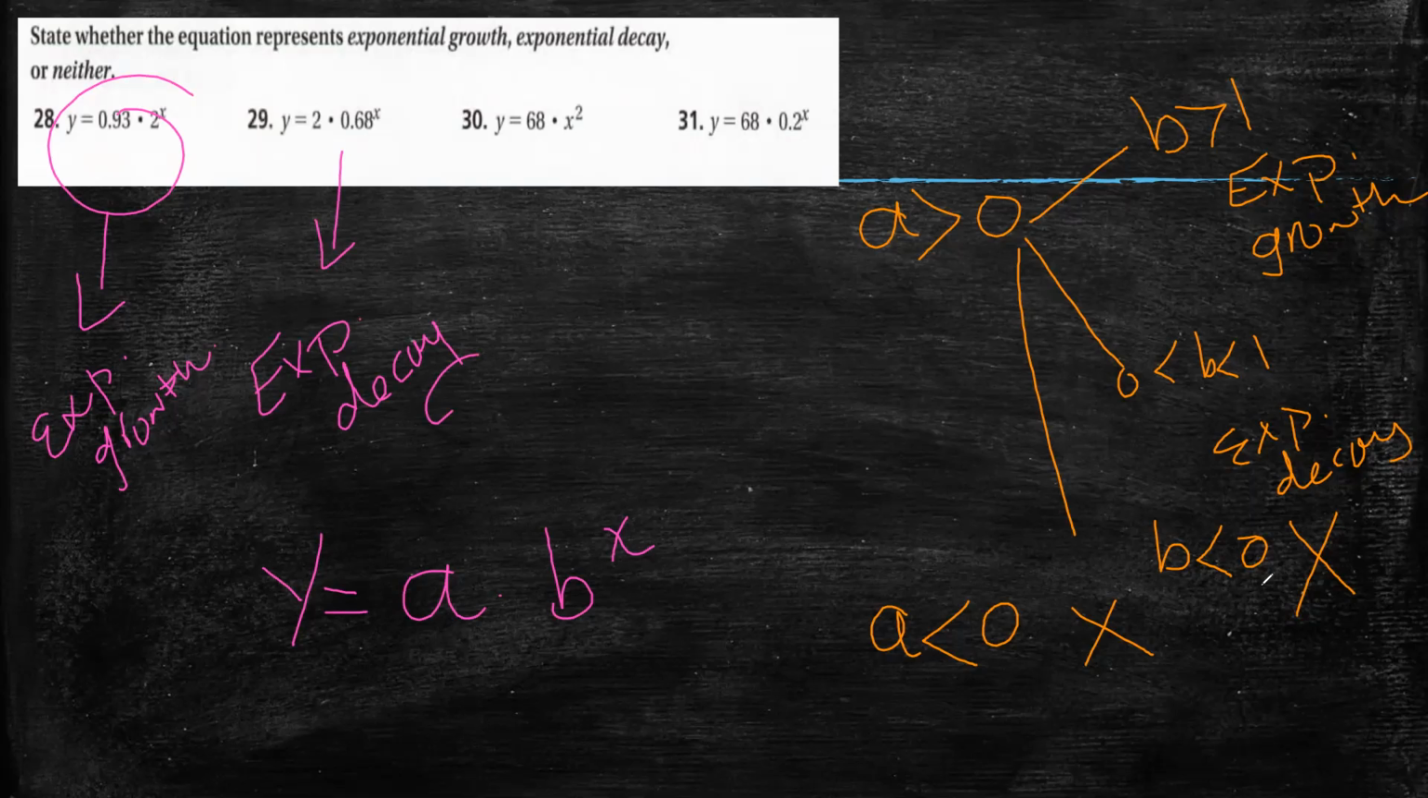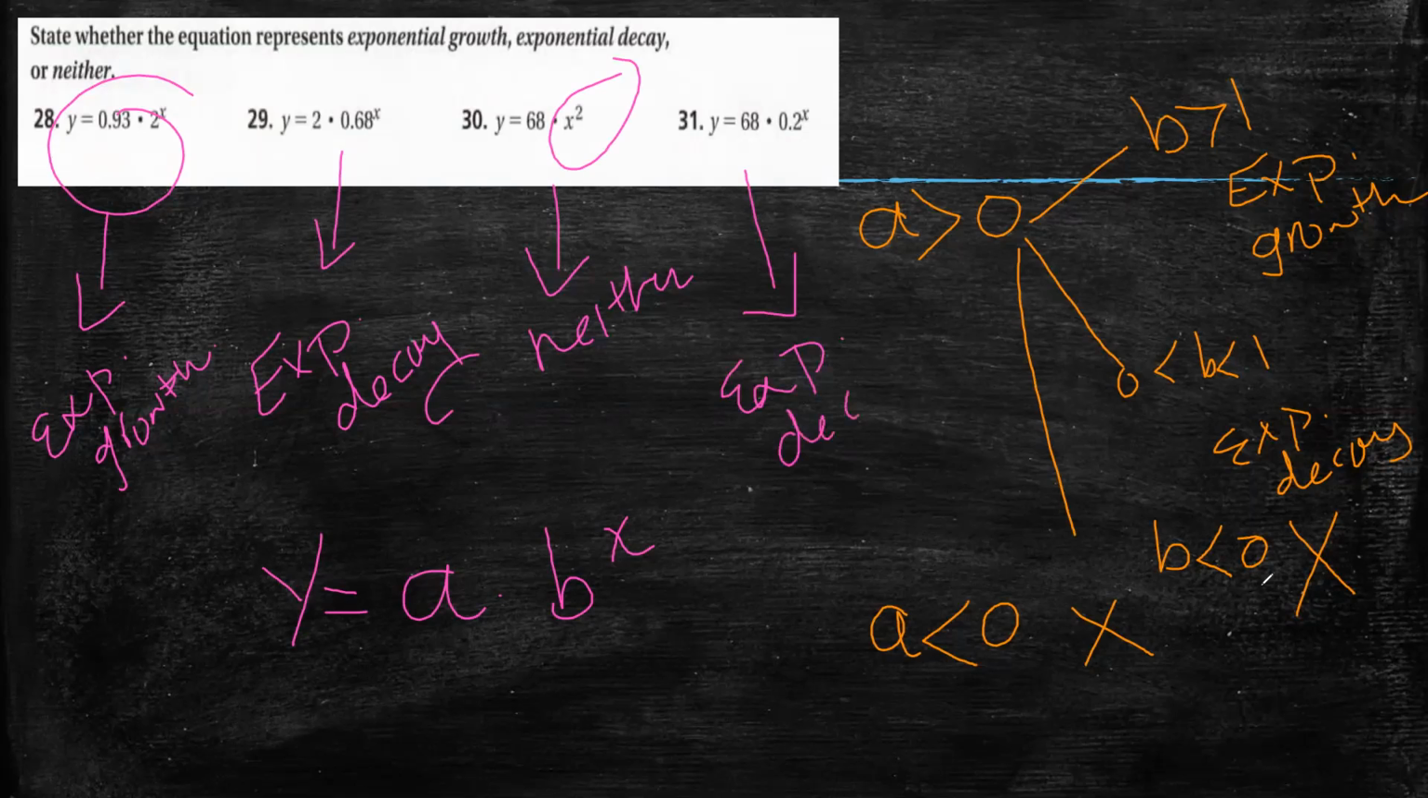Now look at number 30. In number 30 here, it must have a number raised to the power x. Here, did we have a number raised to the power x or x raised to a number? x is raised to a number. So it's neither. Now look at 31. In number 31, 68 times 0.2 raised to the power x. Because A is greater than 0 and B is less than 1, this will be an exponential decay. Yes, now the video will be finished in less than 1 minute.